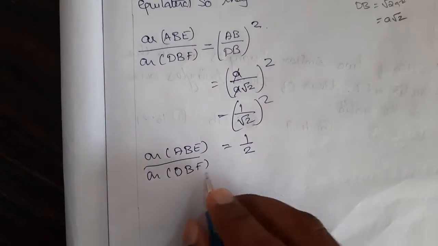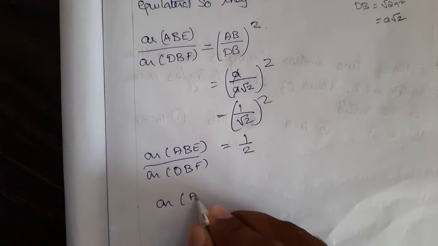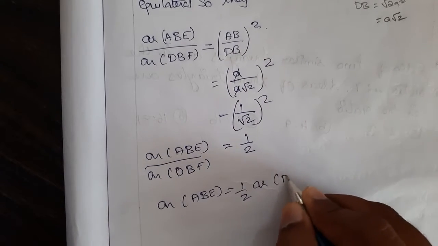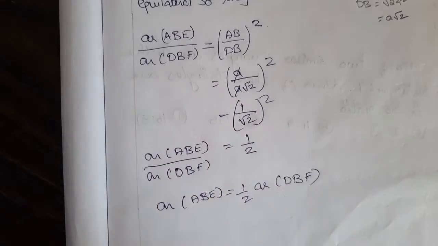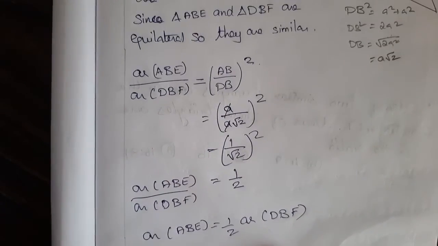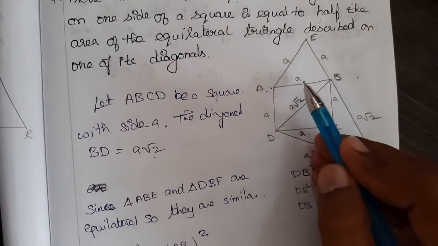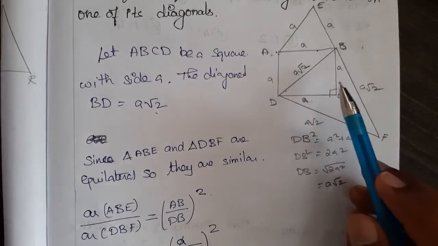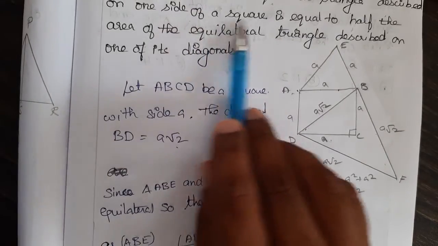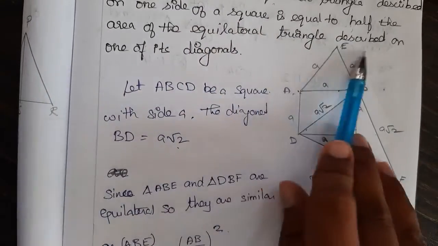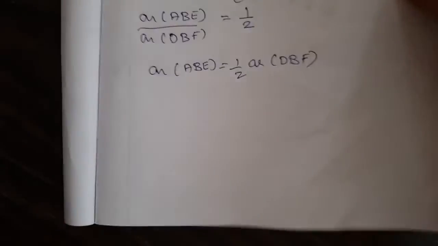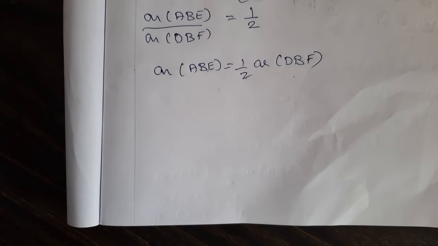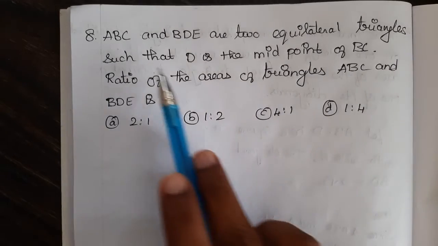So we get the proof that we need: area of ABE is equal to half of area of DBF. ABE is the triangle formed on the side, and DBF is formed on the diagonal. It says the triangle on the side of the square is equal to half of the triangle formed on the diagonal. Yes, we have proved it. So here we go for the next problem.